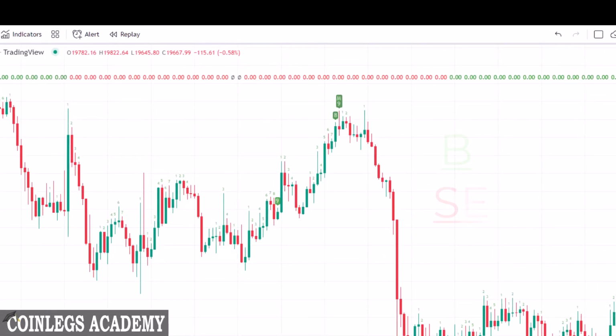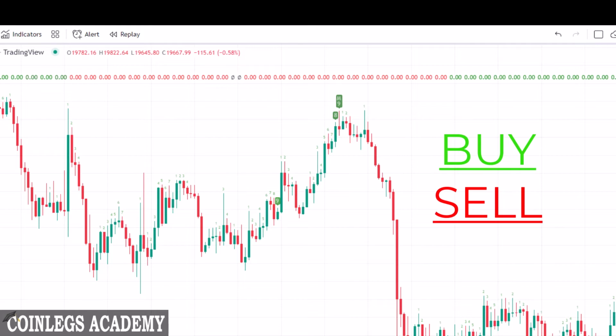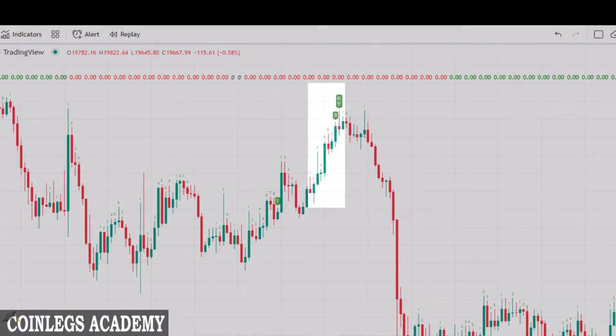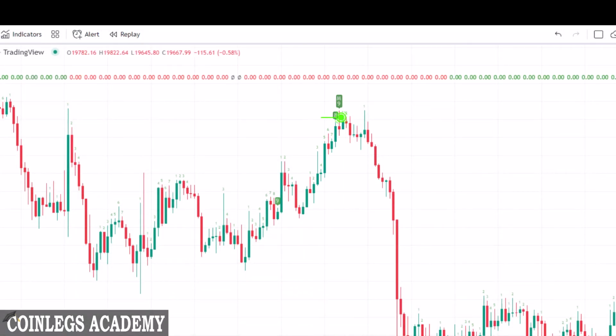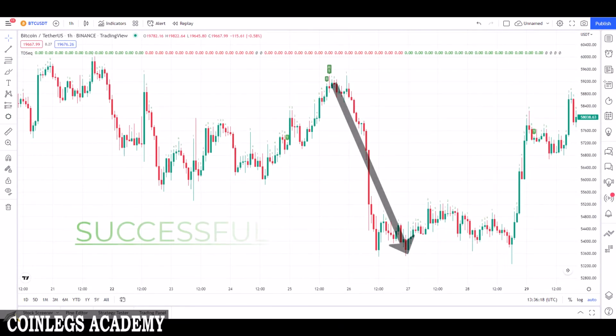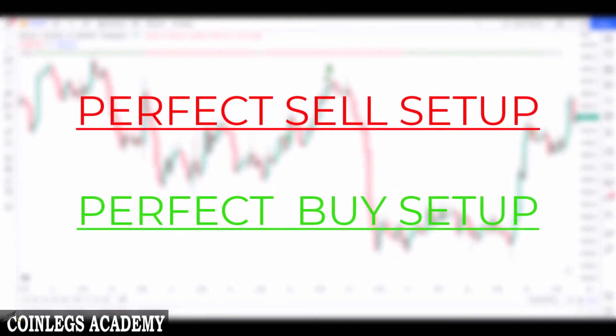So, like in this example, for buy or sell, we will wait for the count to continue without interruption. And when it's completed by 9, we can make the necessary checks and take our position. Here, we have all the conditions, and as you can see, if we take this sell position from here, it's a successful trade. For the last part of this video, we will learn the perfect sell setup and perfect buy setup.